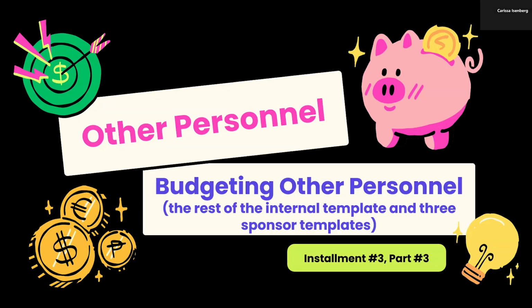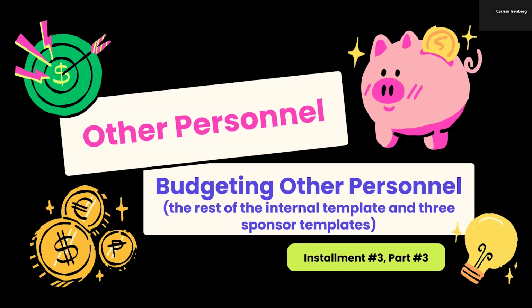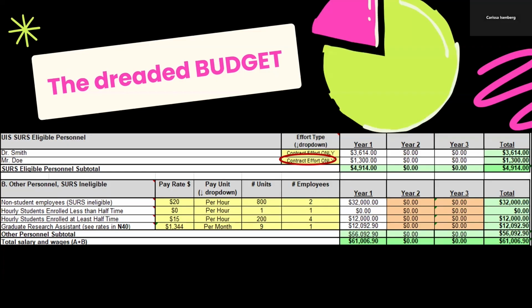In this part of our other personnel installment, we will cover the rest of the internal budget template for budgeting other personnel, and we will get into 3 sponsor budget templates. When we look at our other personnel who are not eligible for SERS, there are 4 different categories that assess costs a little bit differently.